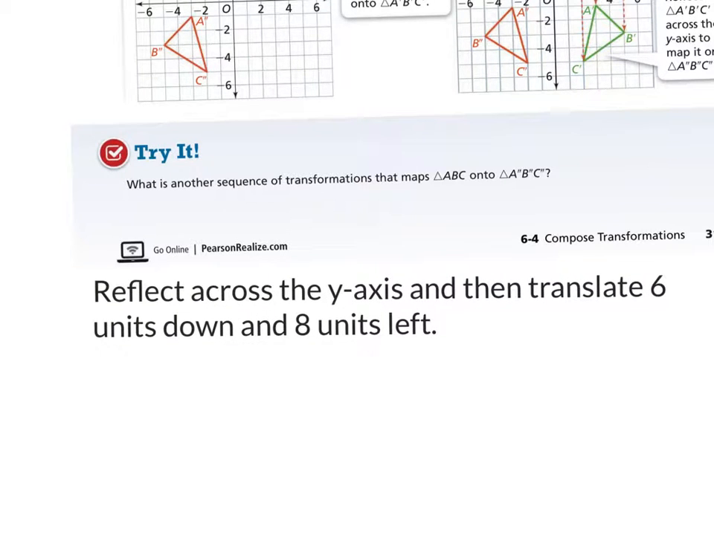When you say what's another sequence, if they said we went 8 to the right, 6 down, and then reflect across the y-axis, if you just reverse your translations, that is not considered a different sequence. Understand? You can't just say, instead of 8 to the right and 6 down, I'm going to go 6 down and 8 to the right. It's the same thing. So don't just rearrange a translation order. That doesn't count as being a different sequence.